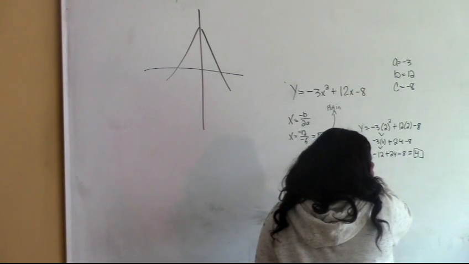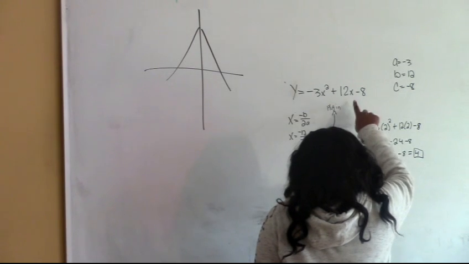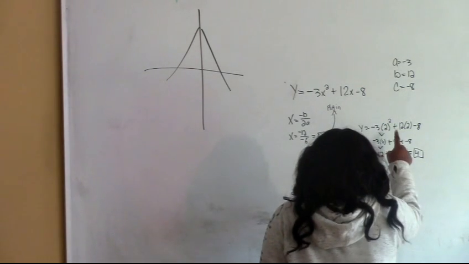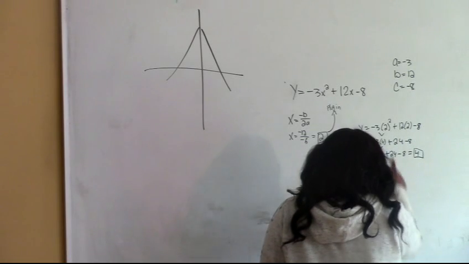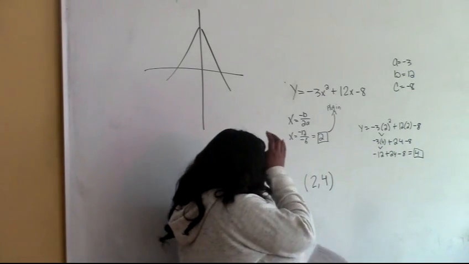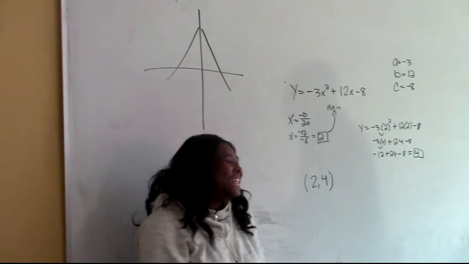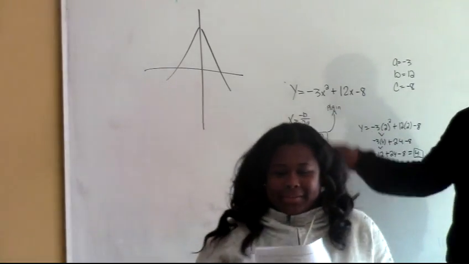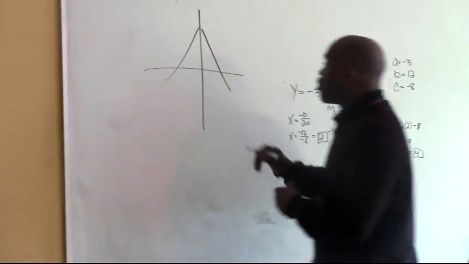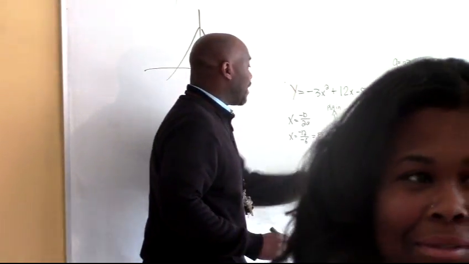Okay, and then the next step is to go back to the original equation and plug it in again. So that's what I did. So we found out that the vertex is 2, 4. So which direction is our equation going? Down.